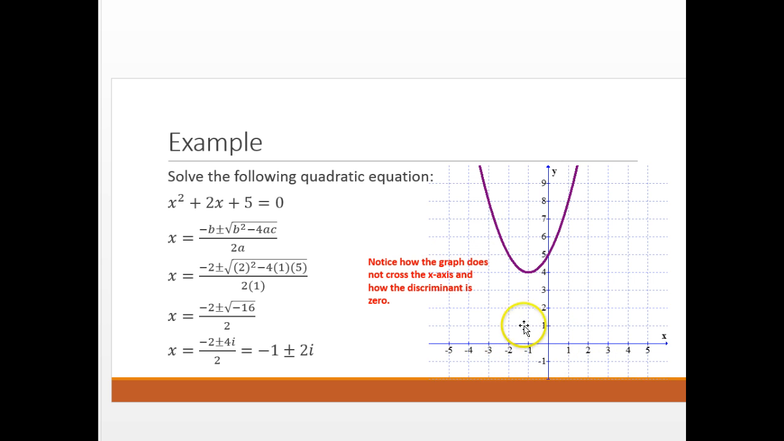if it crossed it twice, we'd have 2 real solutions. Crossed it once, 1 real solution. If it doesn't cross it at all, we have no real solutions. And this is what we have here, no real solutions. So the 2 complex solutions confirm that this graph does not cross the x-axis.